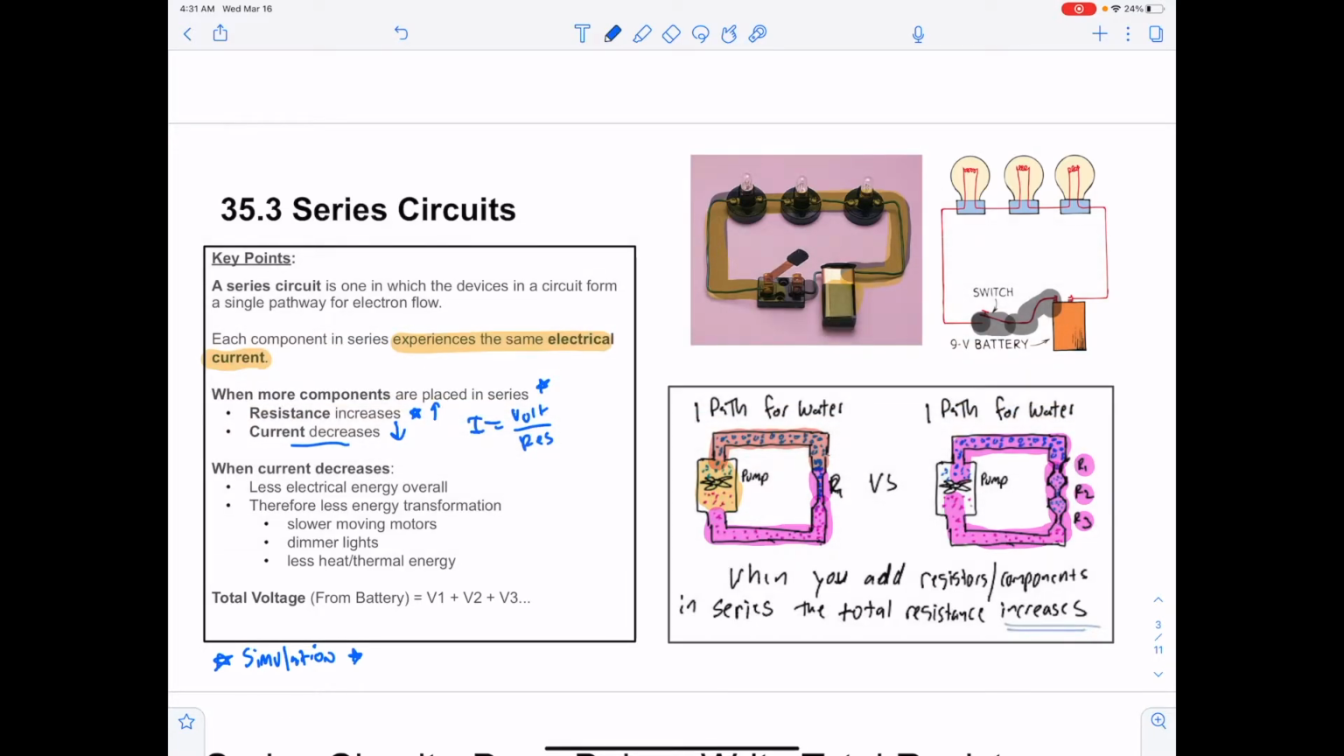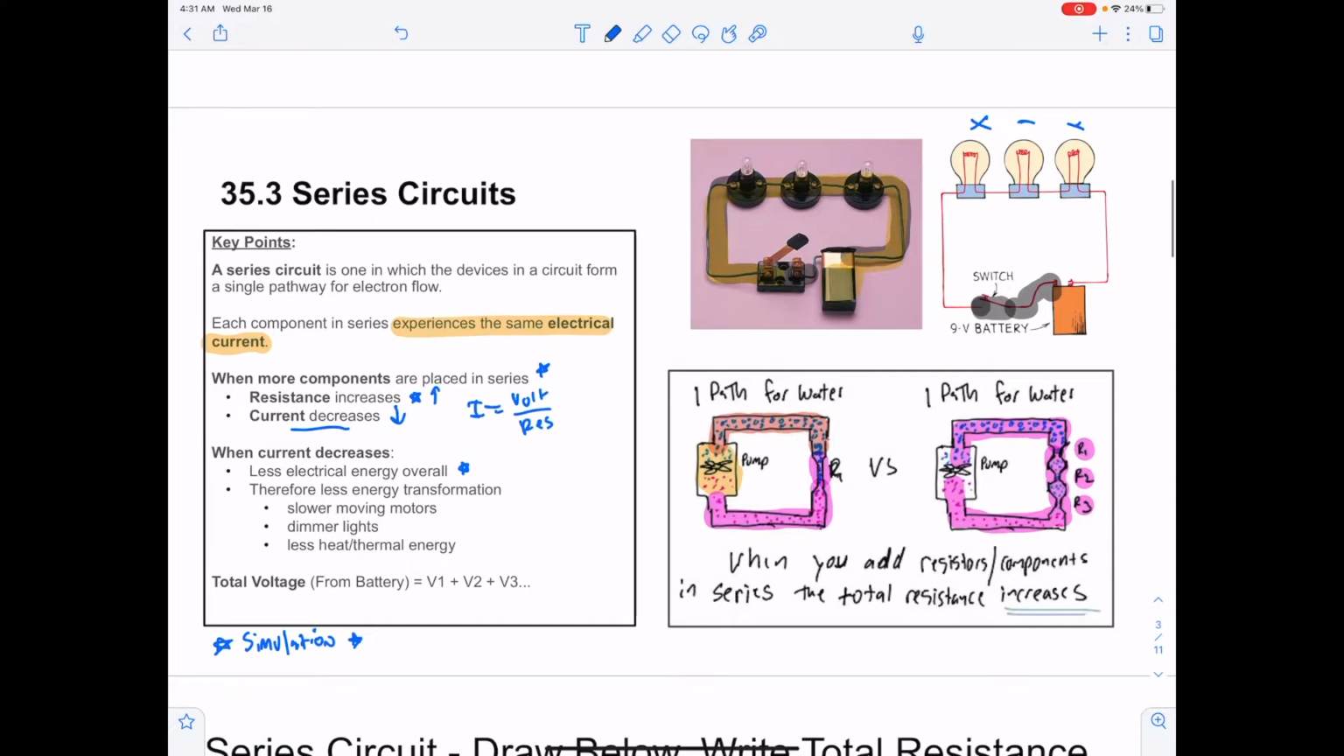If the current goes down, that means we have less electrical energy overall. Our light bulbs aren't going to be as bright. Our motors won't turn as fast, and if we're talking about the desire to get things hot, we won't have our wires as hot. In fact, we'll have less thermal energy guaranteed if we have less electrical energy, less current.